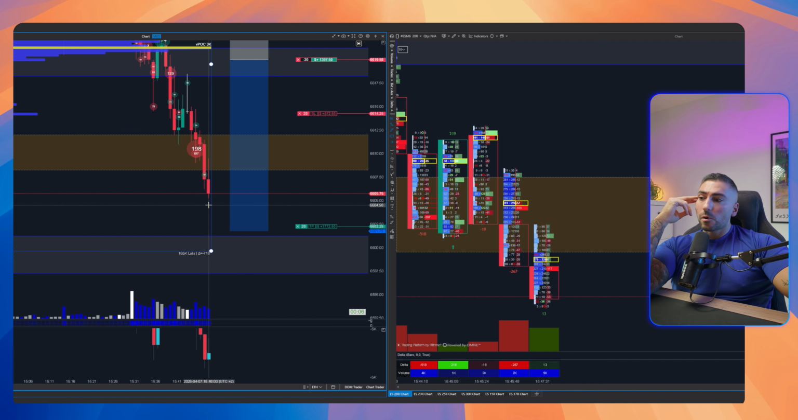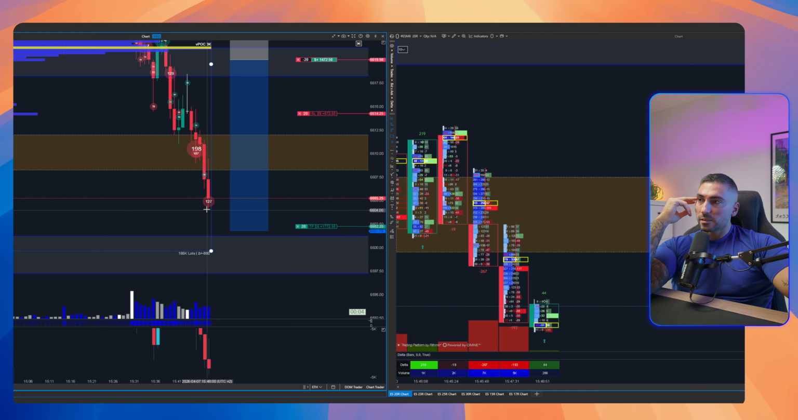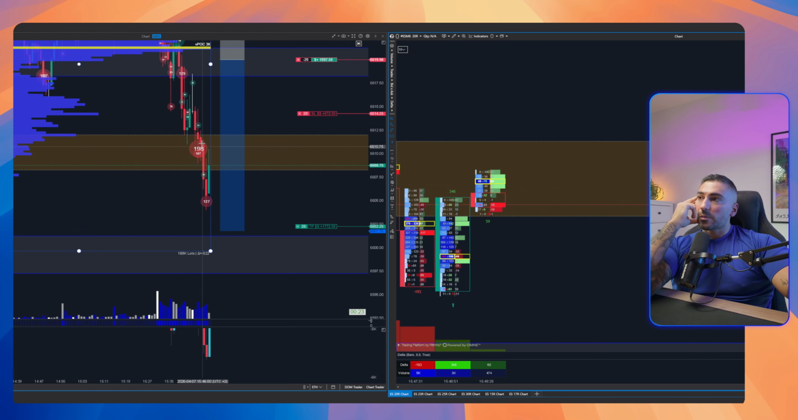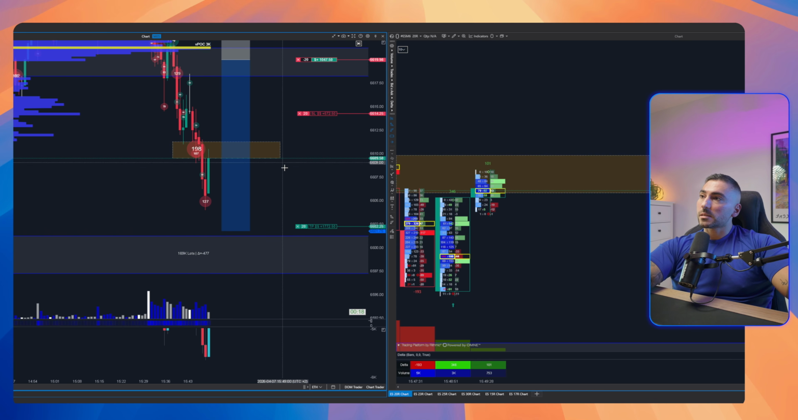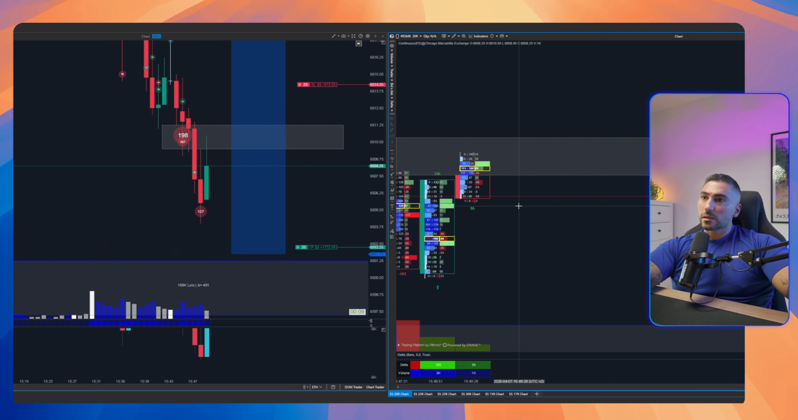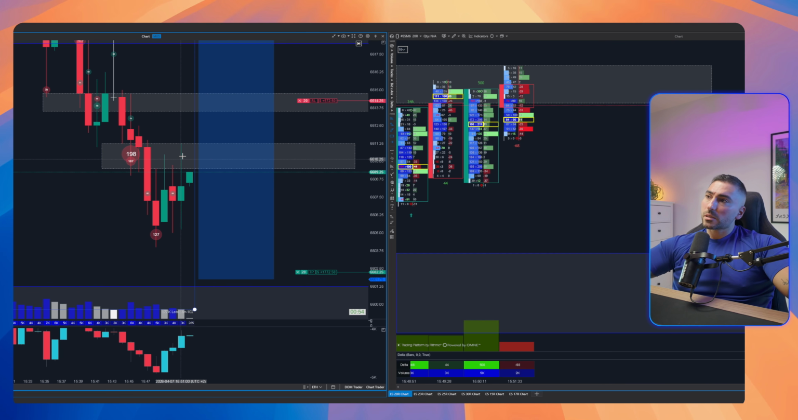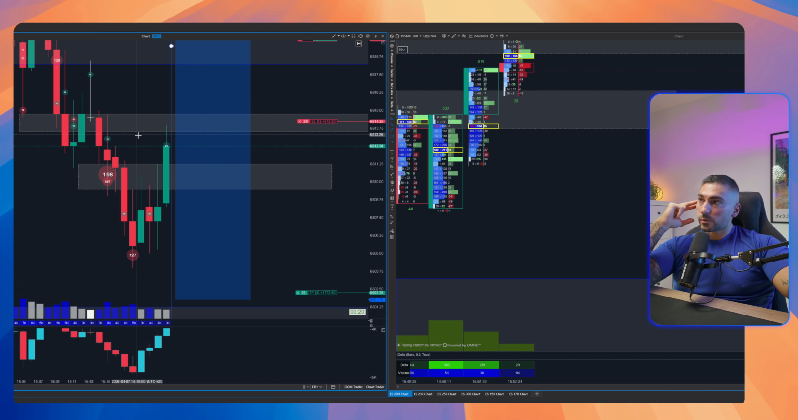And it's actually only 28 minutes into the session. Let's see what happens exactly right here, this area. Let's see what happens here. Let's look at the footprint. To be honest, I'm not willing to be in the trade if price goes above this area. This is a key area as well, because we start to build a lot of volume. Let's see what buyers do here.